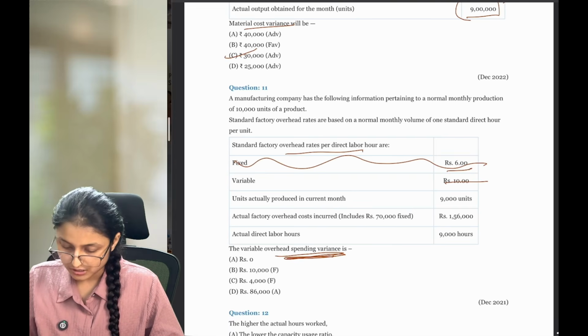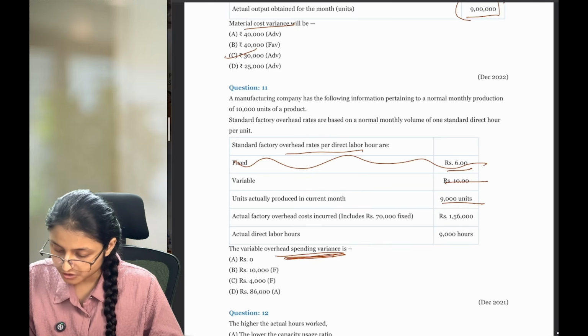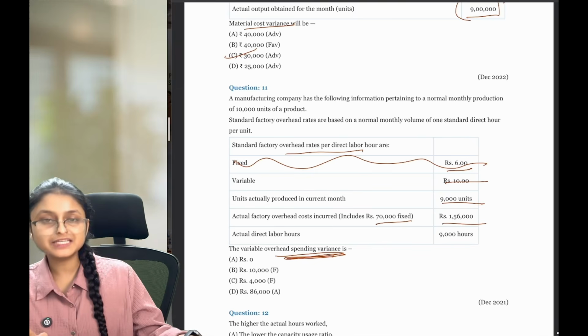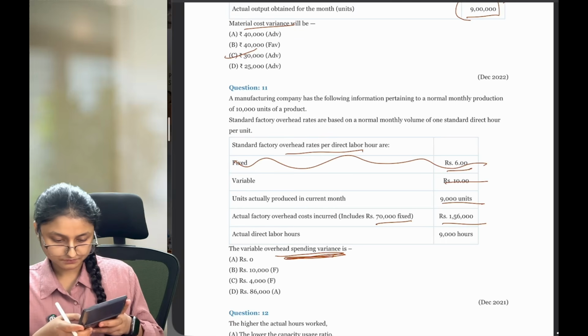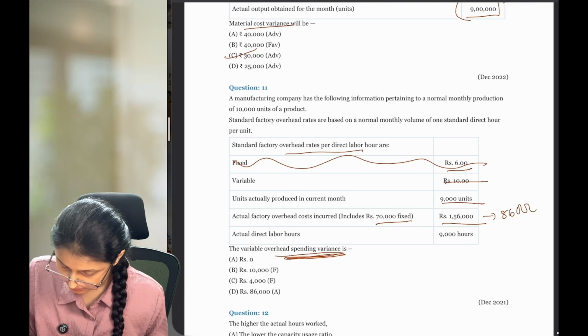So no need to focus on this fixed cost. 9,000 units is what we produced. Actual factory overhead is 156,000, out of which 70,000 is fixed. We want only the variable part, and variable is 86,000.